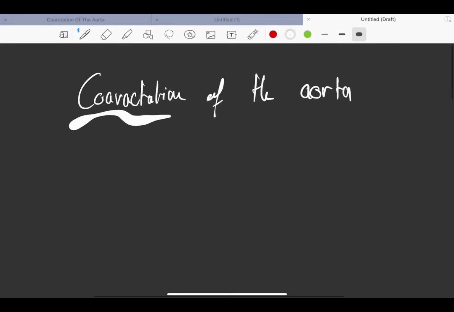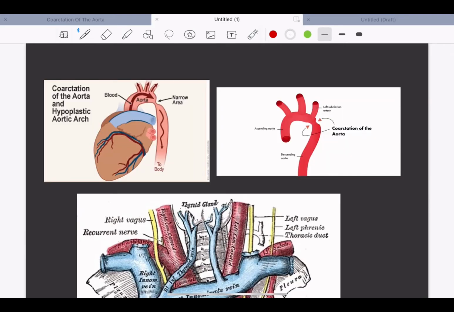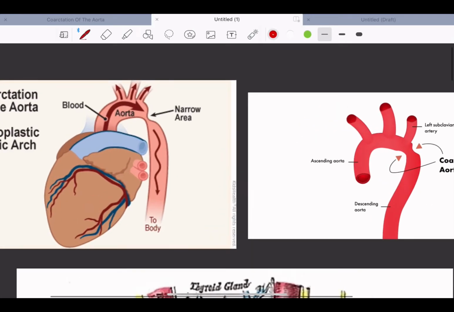Welcome. Coarctation of the aorta is a congenital disease in which the thoracic portion of the aorta has an abnormal constriction. And this is what it means to have an abnormal constriction.